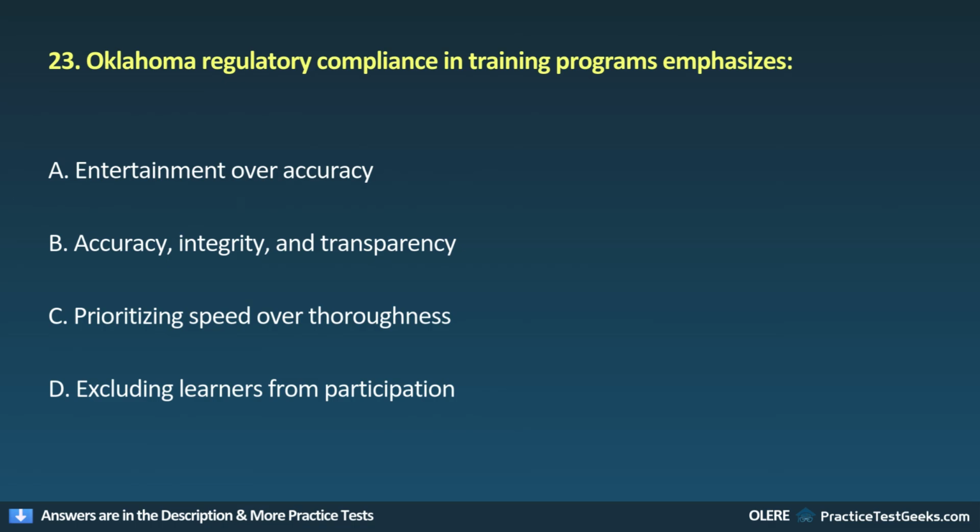23. Oklahoma regulatory compliance in training programs emphasizes A. Entertainment over accuracy. B. Accuracy, integrity, and transparency. C. Prioritizing speed over thoroughness. D. Excluding learners from participation.